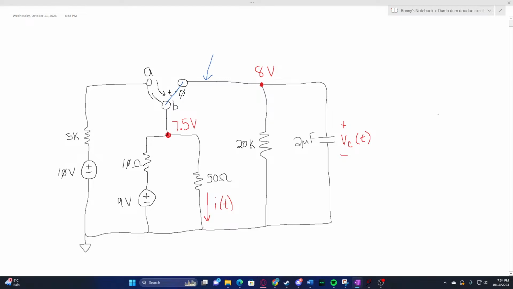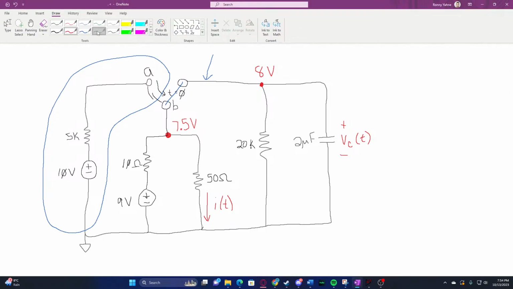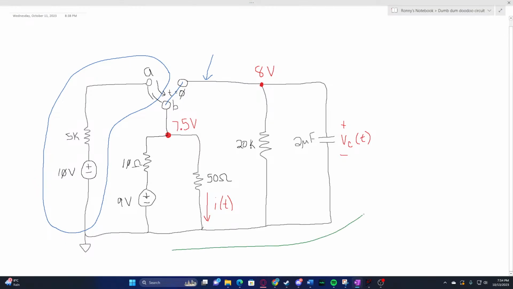The fun part about this is that we now have a new circuit, and I could redraw this as a different circuit now that this section no longer plays a role and we are only looking at this section, the green section. We have a lovely new circuit.